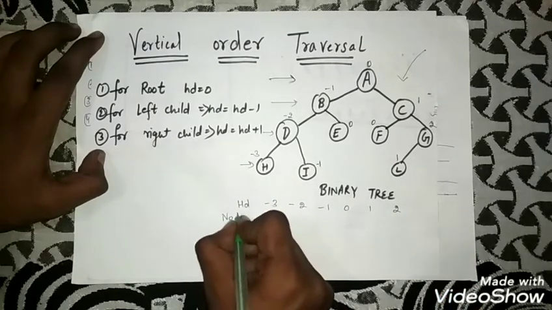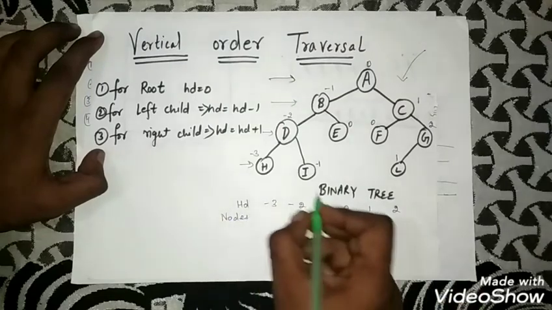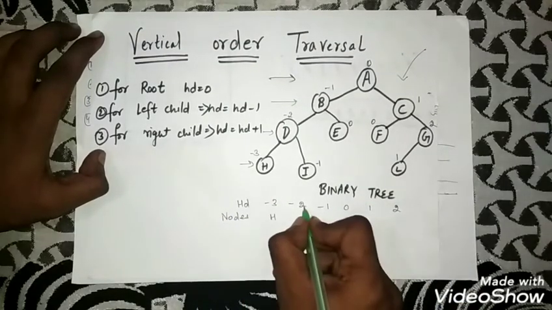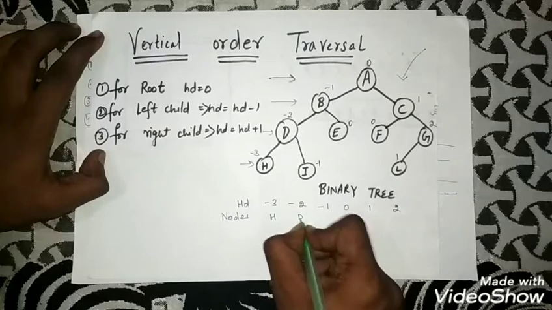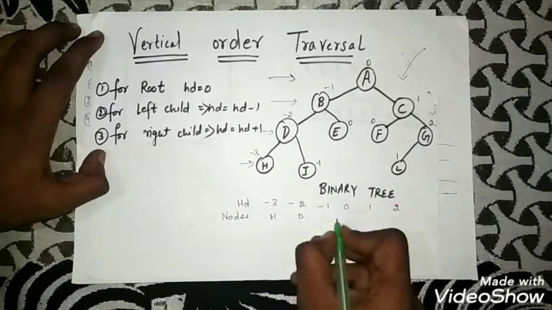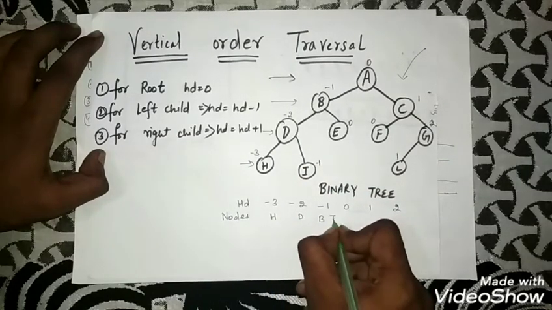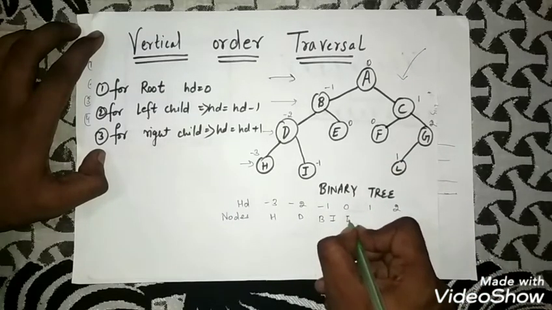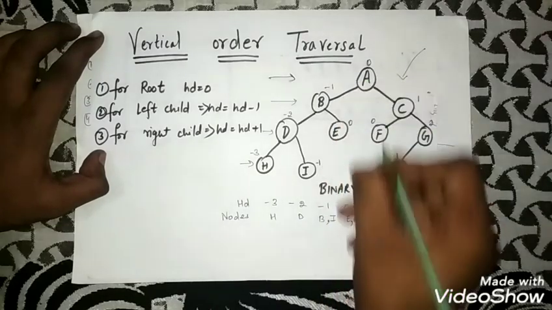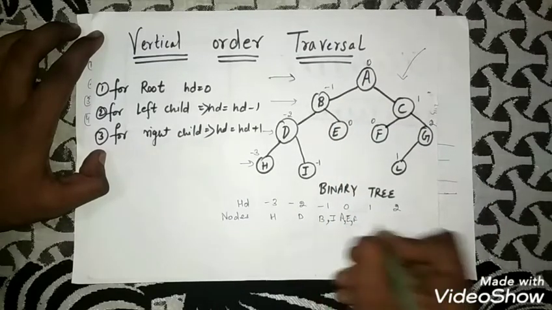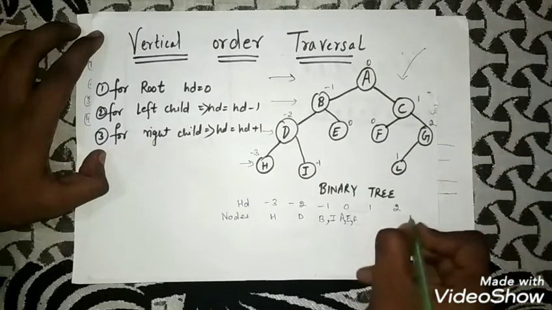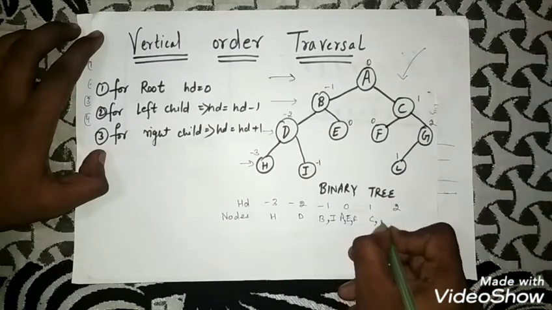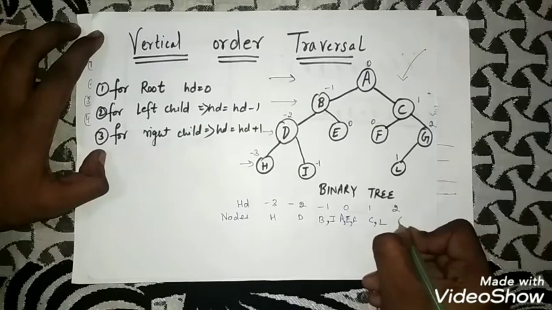Now let's write nodes corresponding to these horizontal distances. For minus 3 we have H, for minus 2 we have D, for minus 1 we have two nodes, one is B and the other one is I. For 0 we have two nodes again, one is E and the other one is F, and one more there, that is A. So we have three nodes basically for 0. For distance equal to 1, we have two nodes, C and L. For distance 2, we have just one node, G.